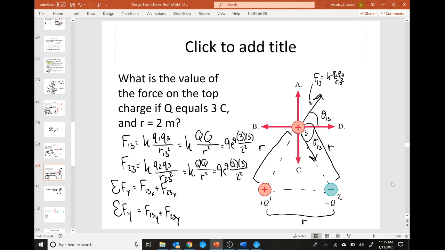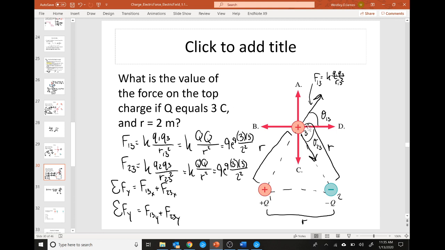Alright, so just a quick review of how we started this problem. So to remind you where we were at with it, we had this problem, we're trying to find the force on the top charge here, charge 3, which is a positive charge. And I gave you actual numbers for it, and we were trying to find the final force on this thing using actual numerical values.